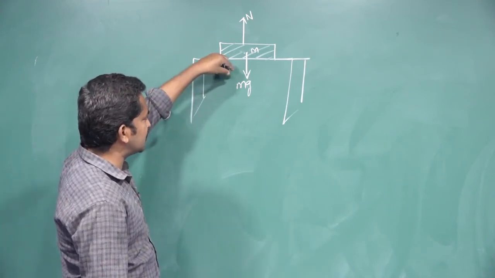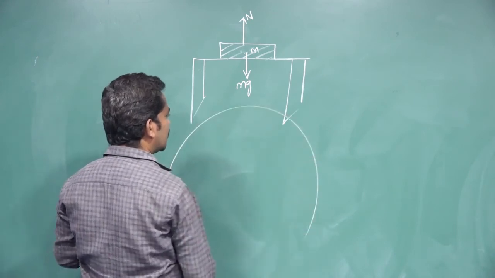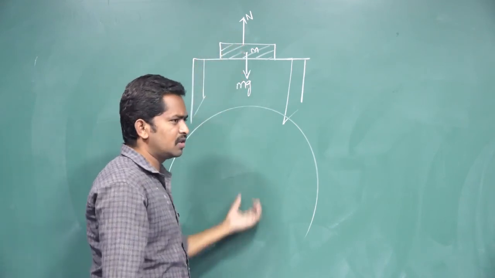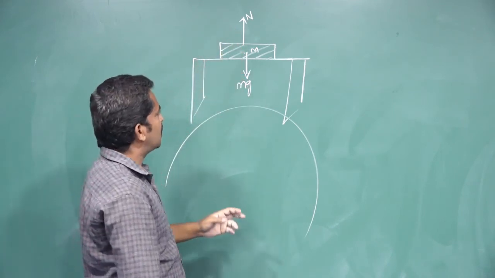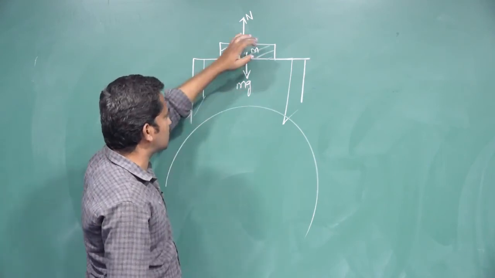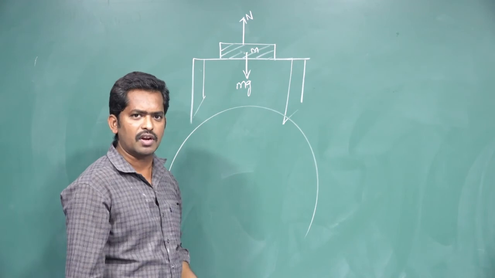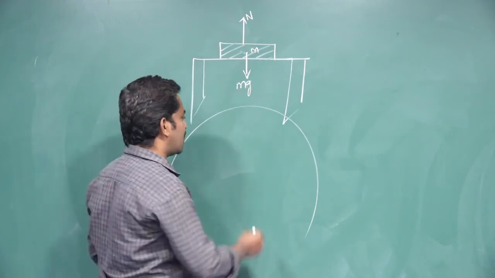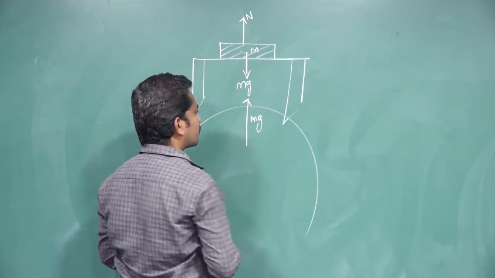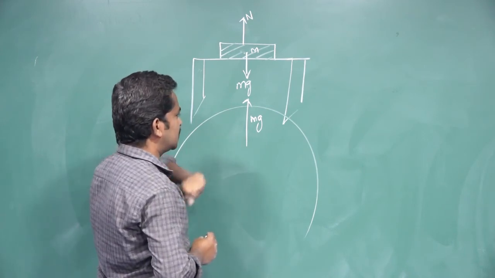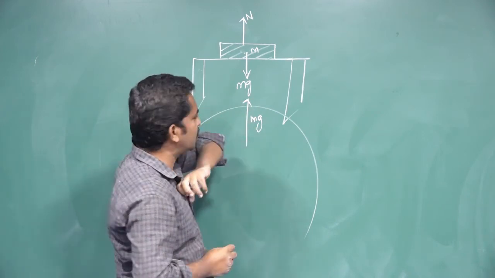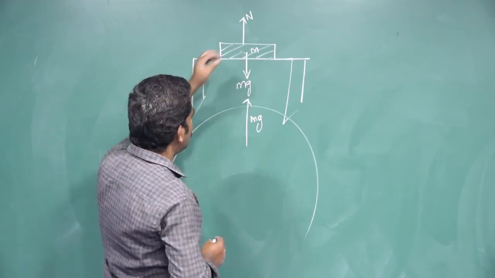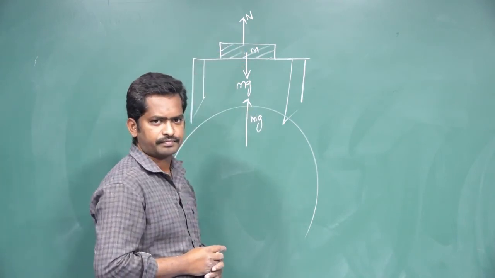See, mg is due to gravitational force. The earth acts on the book in the downward direction due to gravity. According to Newton's law of gravitation, the book also attracts the earth in the opposite direction with equal magnitude, mg upward. This is the action and reaction pair, which is very important. mg is the downward gravitational force from the earth, and the book also acts on the earth with mg in the upward direction.